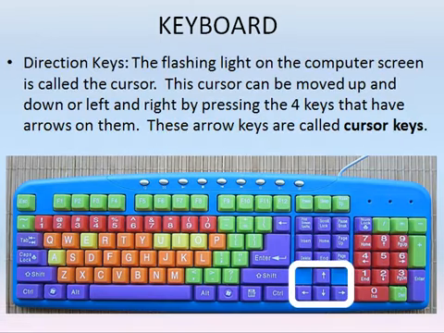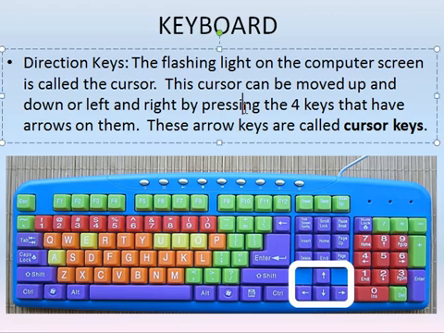Next we have the direction keys. These are arrow keys. So if the blinking cursor has to move up, we press the up key like this, then the down key, then towards left and right.